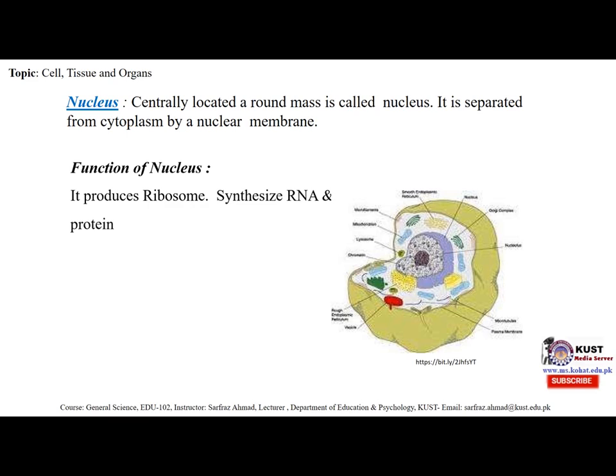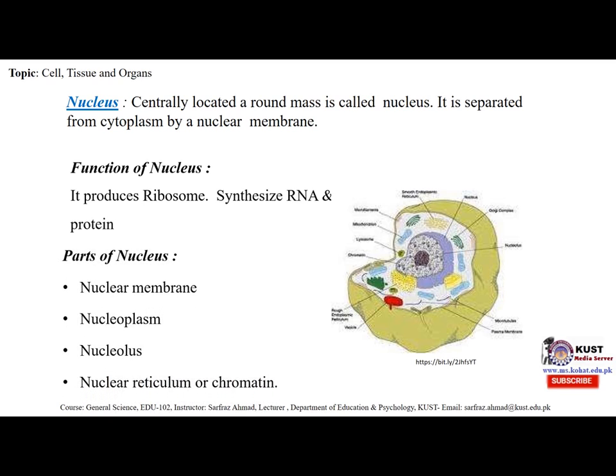Anatomically, the nucleus is made up of several components like nuclear envelope, nuclear lamina, nucleolus, chromosomes, and nucleoplasm are some of these components. Parts of the nucleus are the nuclear membrane, nucleoplasm, nucleolus, nuclear reticulum, or chromatin.